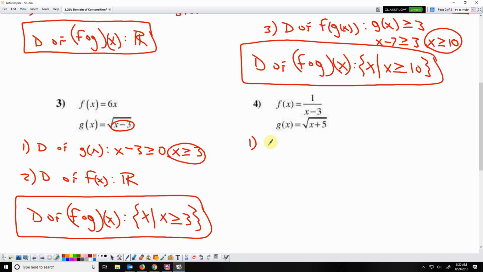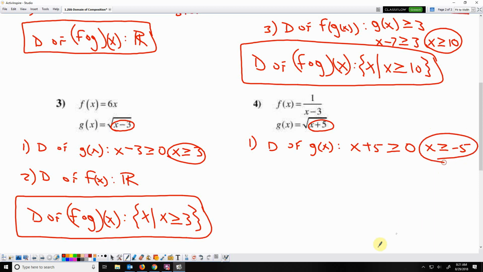Number 4, step 1, the inner function, domain of g of x. I have a radical, and what's under it has to be greater than or equal to 0. So x is greater than or equal to -5, and I'll circle that because that's part of my final answer. Step 2, domain of the outer function, f of x. I've got a denominator with a variable in it, and a denominator cannot equal 0, so x cannot equal 3.